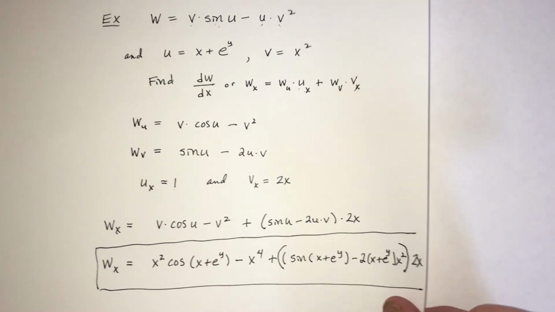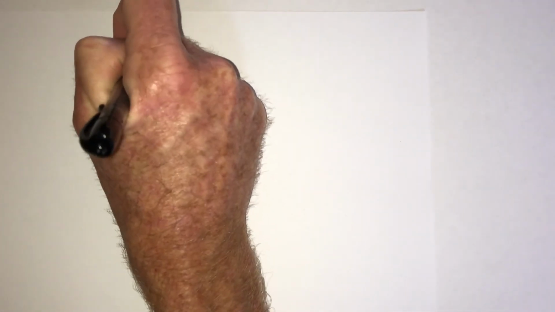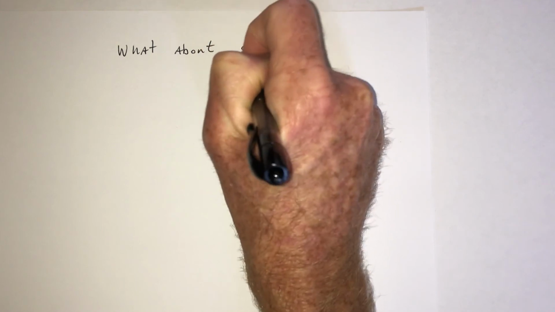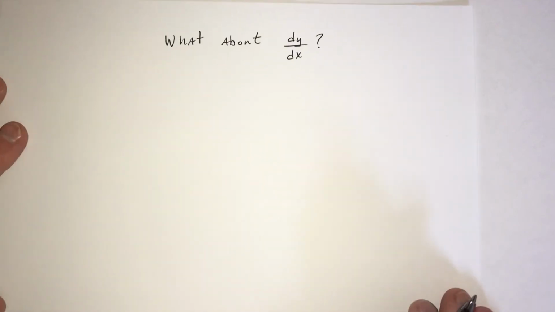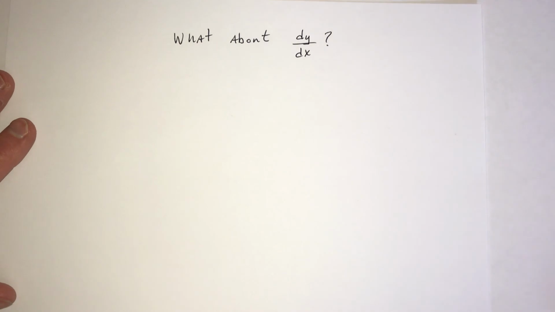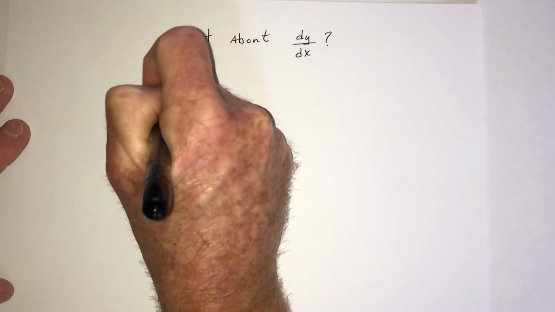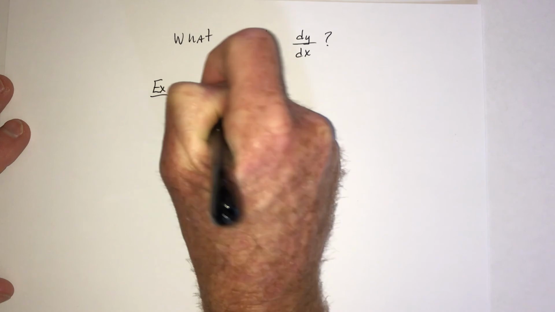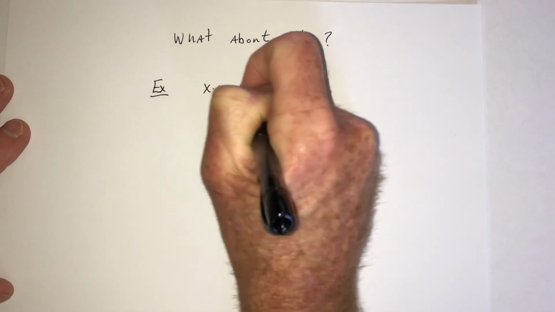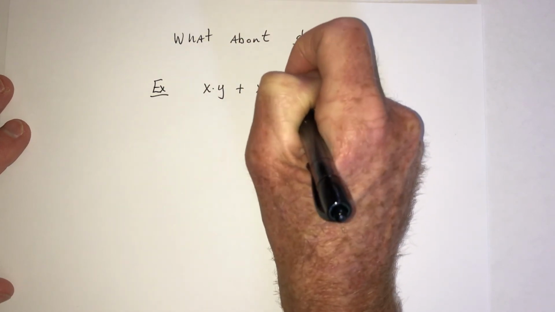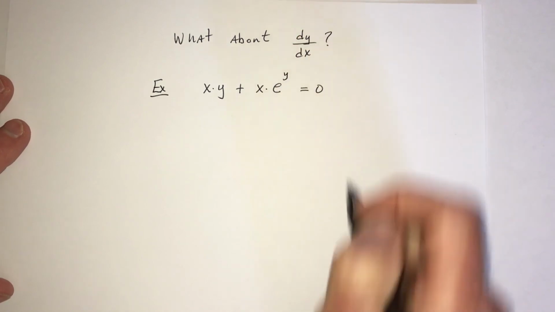Okay, now just one more. And that is, what about the old-fashioned just dy dx, like we used to use in Math 3A all the time? So look at this example. This is going to be an implicit function. So the function is x times y plus x e to the y equals 0.